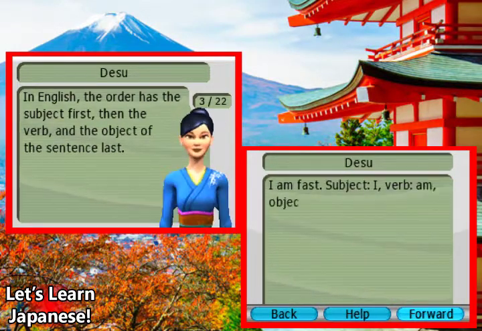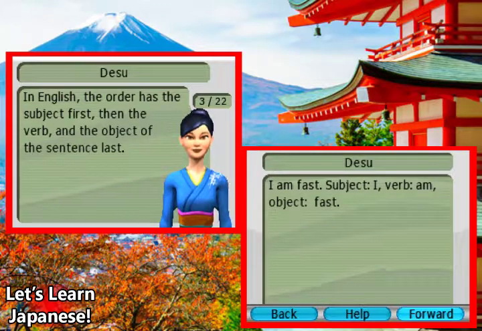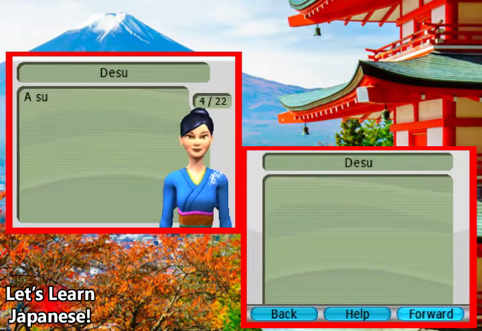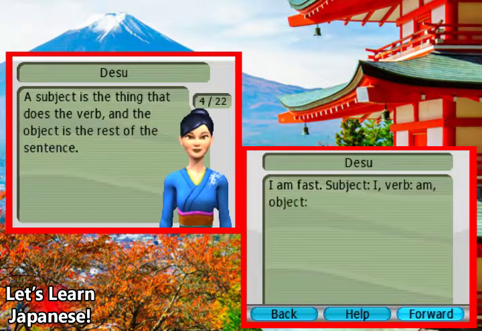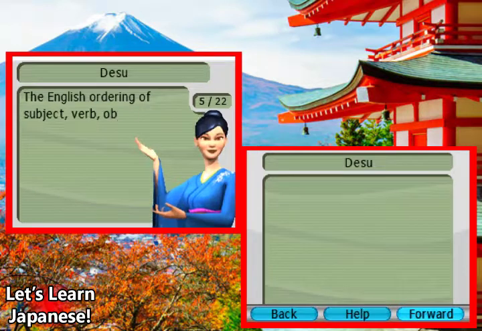So yeah, in English, it's subject, verb, object. So the dog ate the food. Dog is the subject, ate is the verb, food is the object. Or I am fast. All right, this is some very basic grammar lessons here. Don't need to linger on that.